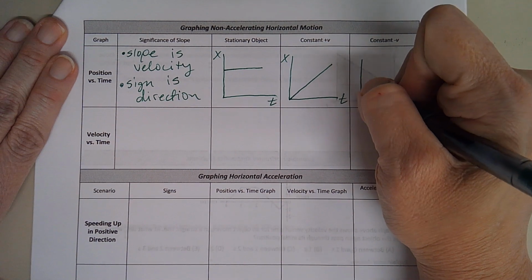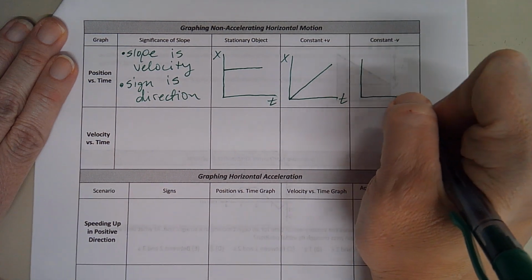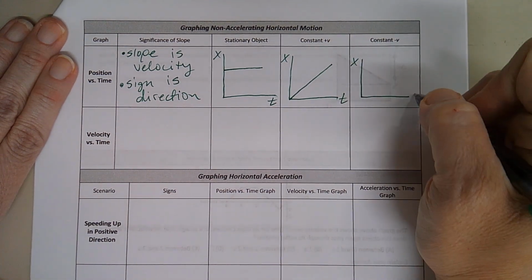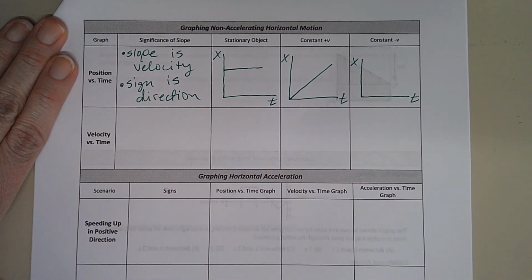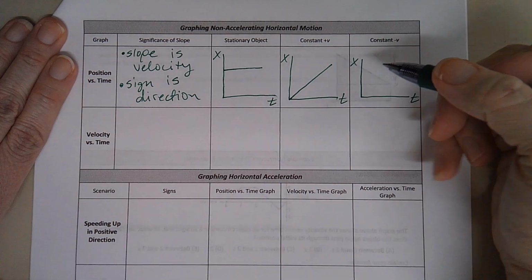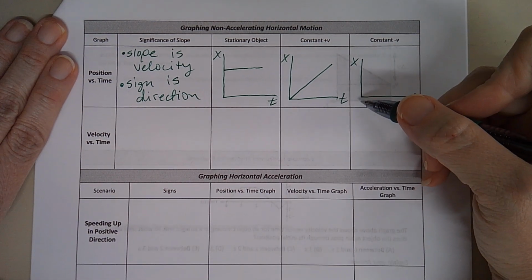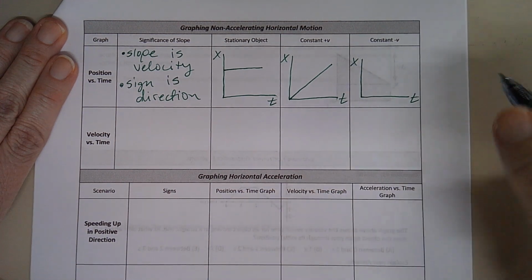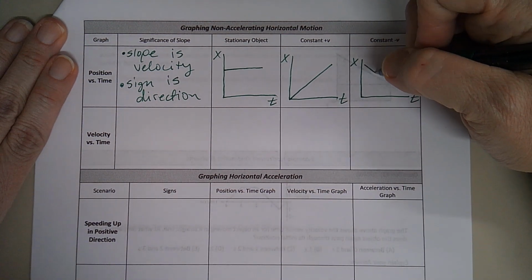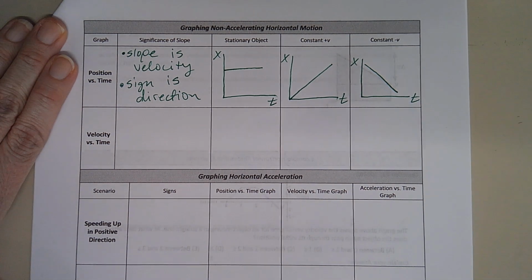So if we're going a constant negative velocity, okay, so that means my direction is in the negative direction. So think of my direction as going down the y-axis as time goes that way, which means I would end up with a straight line with a negative slope. Okay, so that would be my position time graphs.